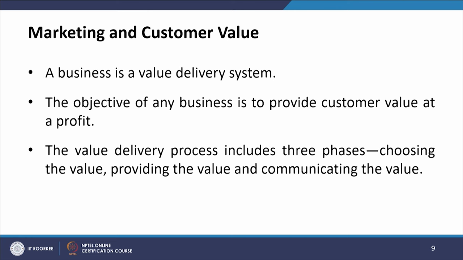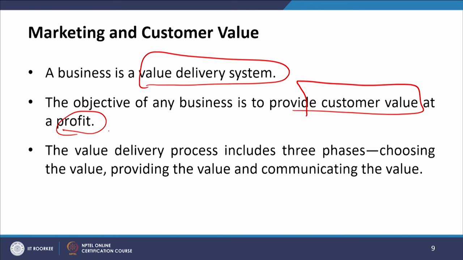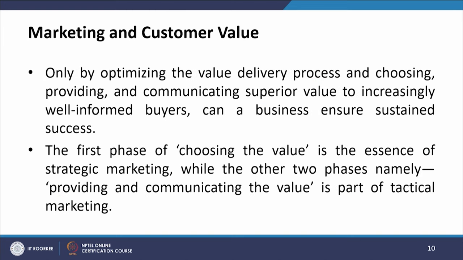Now, let us look at the marketing and the customer value. Every business is a value delivery system. The objective of any business is to provide customer value at a profit. So, that is obviously an objective of every company. The value delivery process includes three phases. Phase one is choosing value, phase 2 is providing value, and phase 3 is communicating the value. Only by optimizing the value delivery process in choosing, providing, and communicating superior value to increasingly well-informed buyers can a business ensure sustained success. So, keep in mind that we are talking of increasingly well-informed customers.